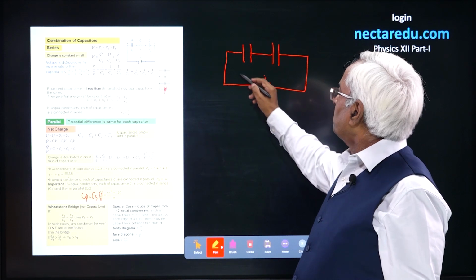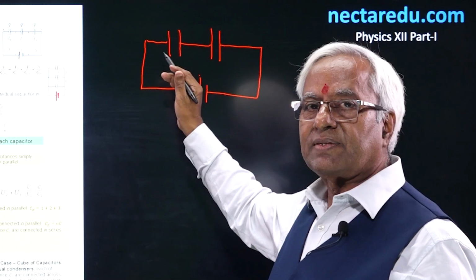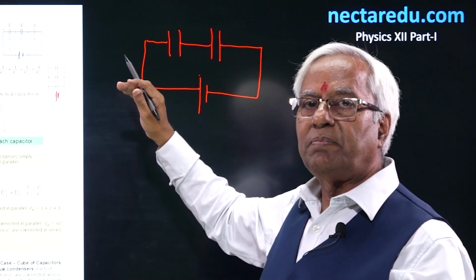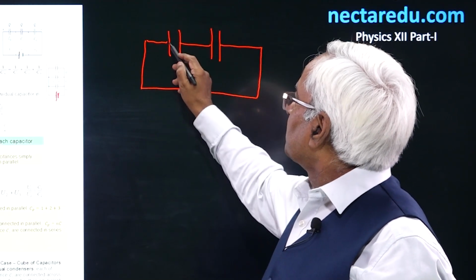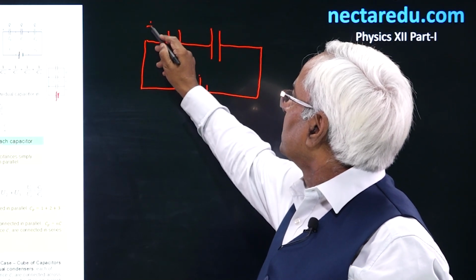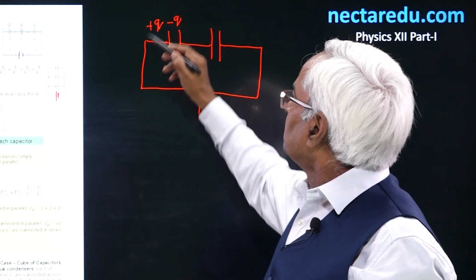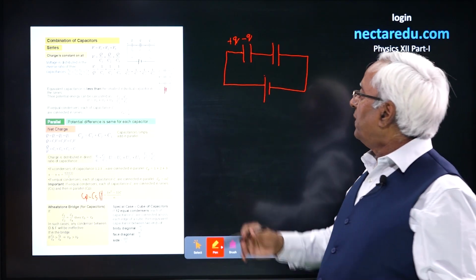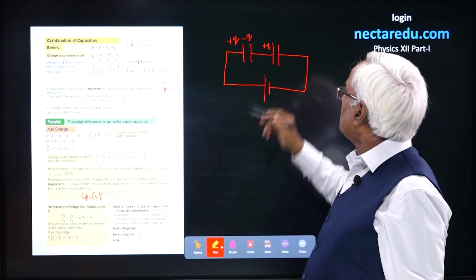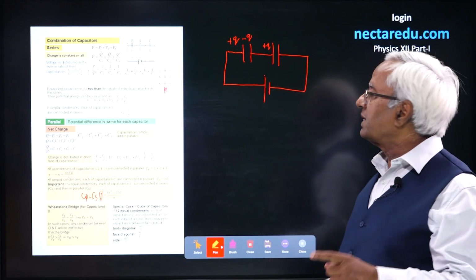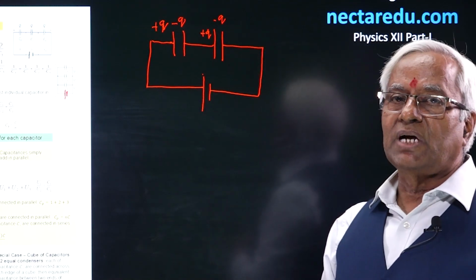manner that one plate of the first condenser is connected to the second plate of the previous one. And if the charge obtained by this condenser plate is plus Q, this is minus Q. By induction, the plus charge that will be produced here will automatically be transferred to the first plate of the second condenser, and similarly it will have minus charge.